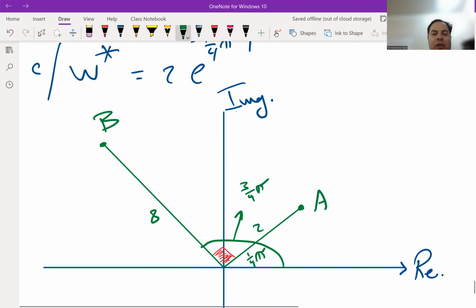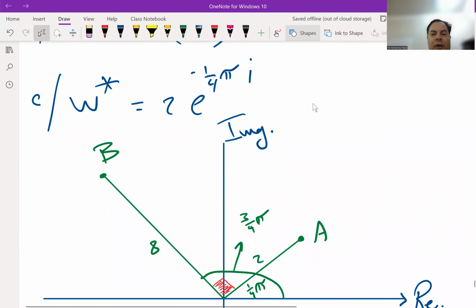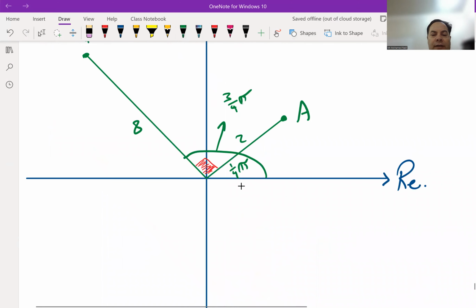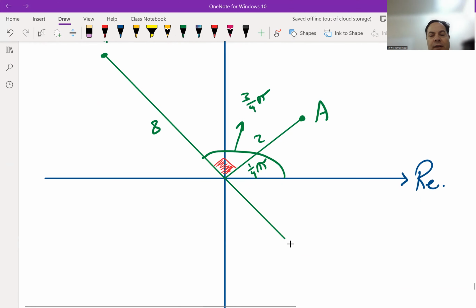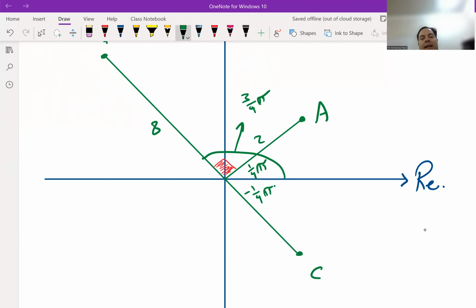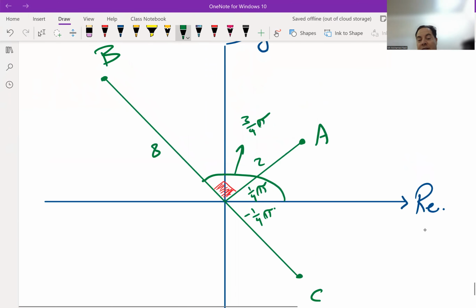C, same modulus 2, but the angle is negative pi over 4, so it will be in the 4th quadrant. Like this, exactly the same. This point represents C, and this angle is negative pi over 4. My question now is, is BC a straight line? Yes. Because of what? This measure is 90 degrees, and the other one also will be 90 degrees. So this line is a straight line, because he asked to get the area of triangle ABC.